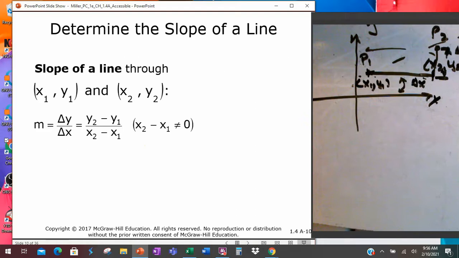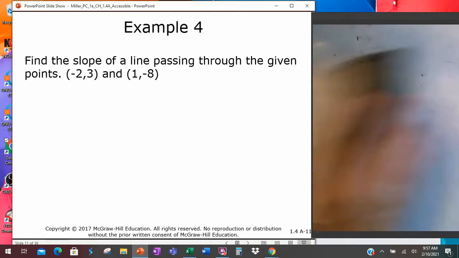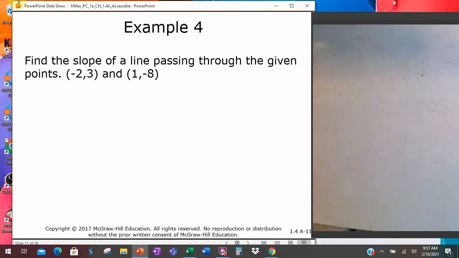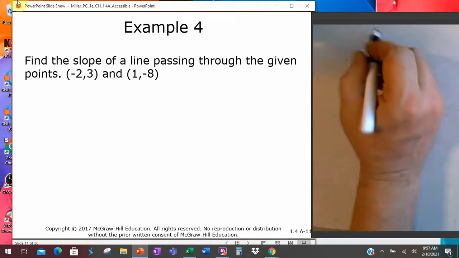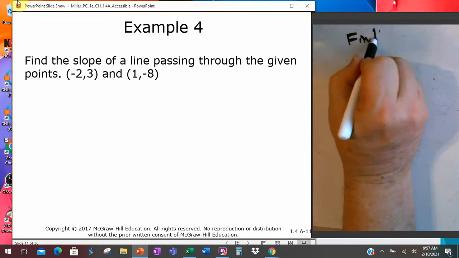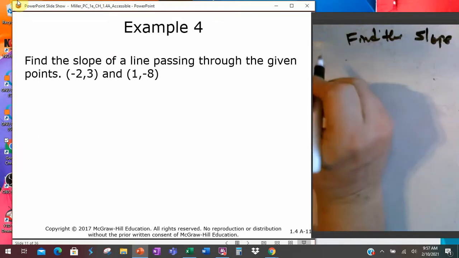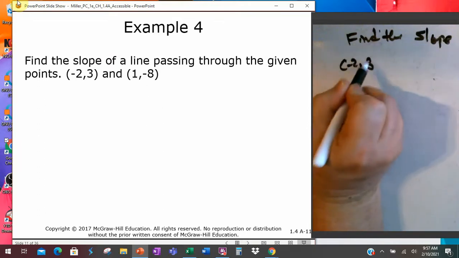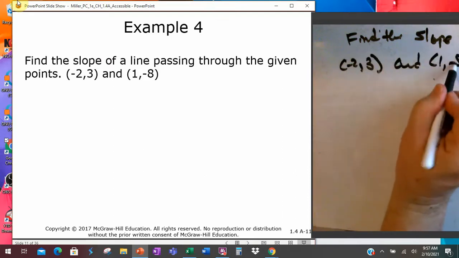Okay, so let's do a slope calculation. We'll do a quick one. We'll come back and revisit them in lab. So if I've got, find the slope, of the points -2, 3, and 1, -8, okay?